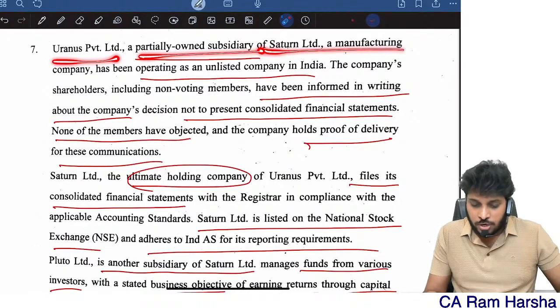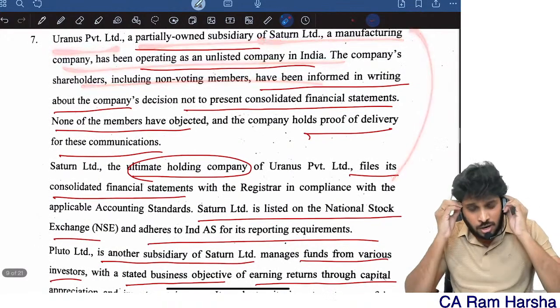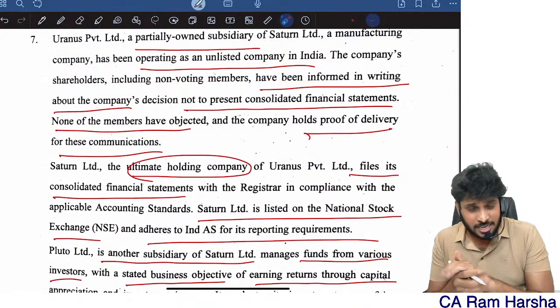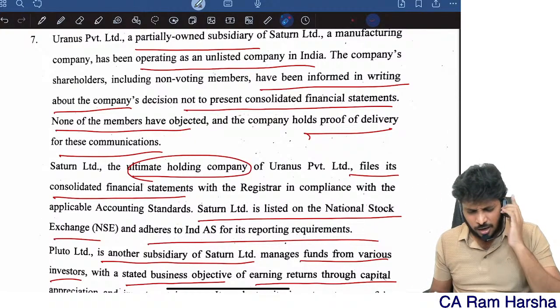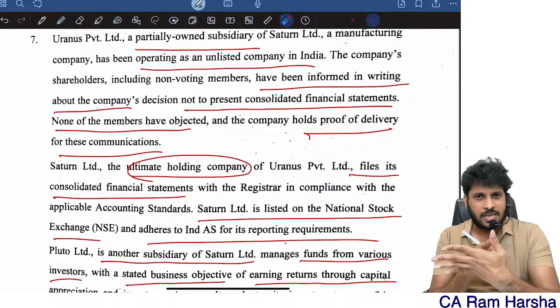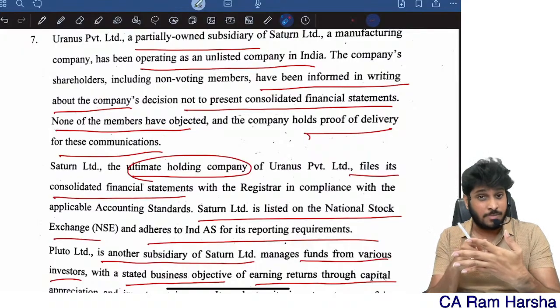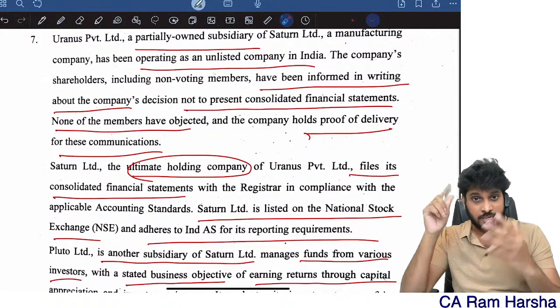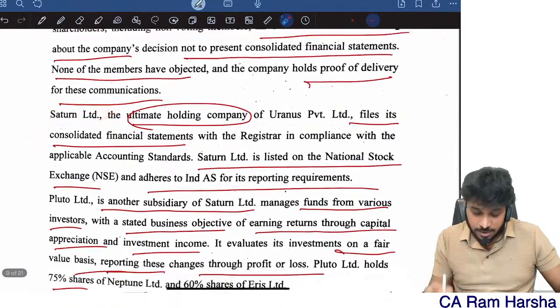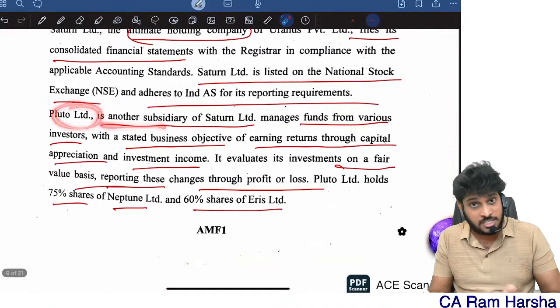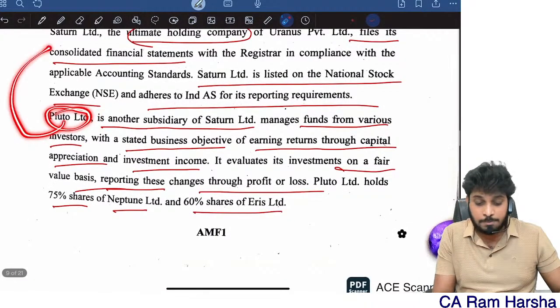Uranus is a partially owned subsidiary. Okay. This is regarding some companies being exempted from consolidated financial statements, right? Some companies are exempted from preparing consolidated financials, right? Which companies? Where all members give 100% consent. Second, it's an intermediary company, and the ultimate company is preparing consolidated. That's it. Here, Uranus is an intermediary company. It has Saturn, which is the ultimate holding company. There is a company called Pluto, which is an investment company, which is also a subsidiary of Saturn.